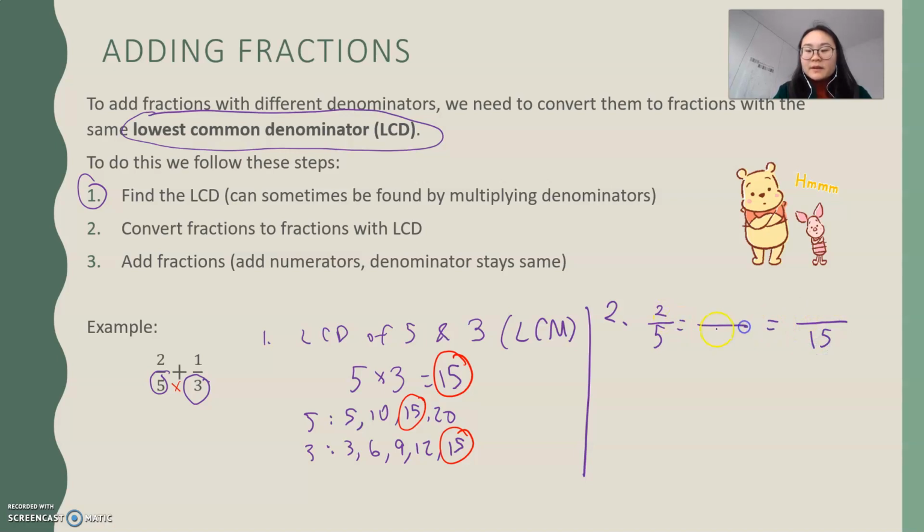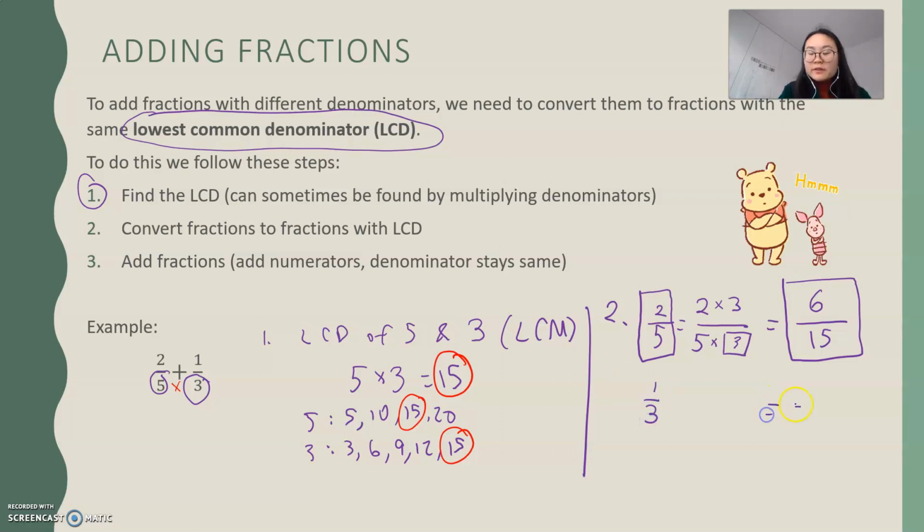To do that, you have to think 5 times what gives you 15. Or you can think of it as 15 divided by 5 gives me 3. But whatever you do to the bottom of the fraction, you must do to the top. So if I'm going to multiply the denominator by 3, I must also multiply the numerator by 3. That gives me 2 times 3, which is 6. So 2 over 5, an equivalent fraction, a fraction that means the same thing but with different numbers, is 6 over 15.